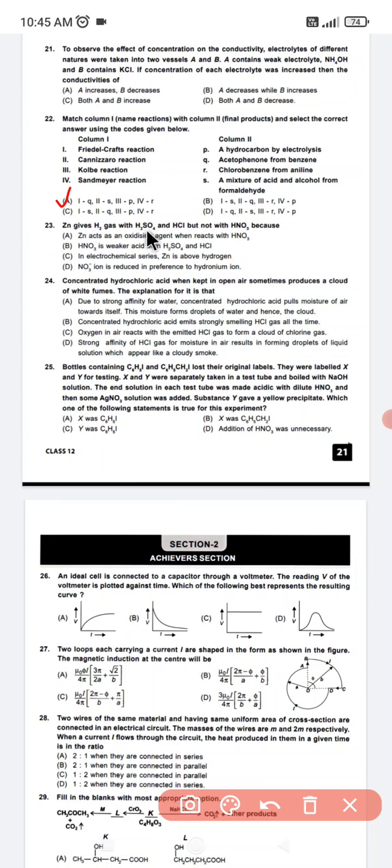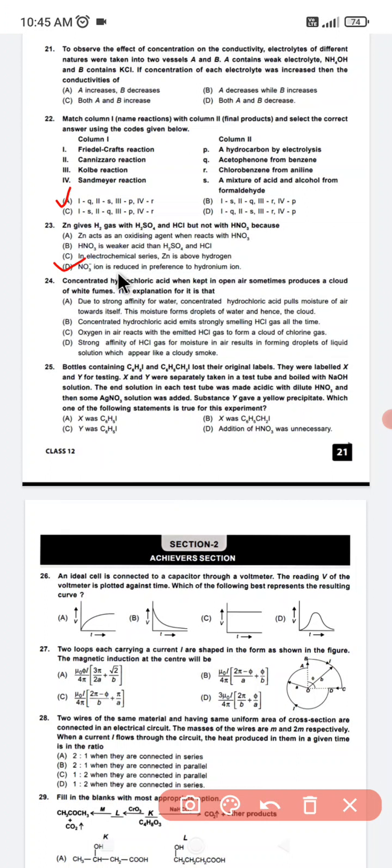Zinc gives hydrogen gas with sulfuric acid and HCl but not with nitric acid because zinc acts as oxidizing agent when it reacts with nitric acid. Nitric acid is a weaker acid than H2SO4. In the electrochemical series, zinc is above hydrogen. Nitrate ion is reduced in preference to hydronium ion. Which one is the correct answer option? The correct answer option is option D, that is nitrate ion is reduced in preference to hydronium ion.